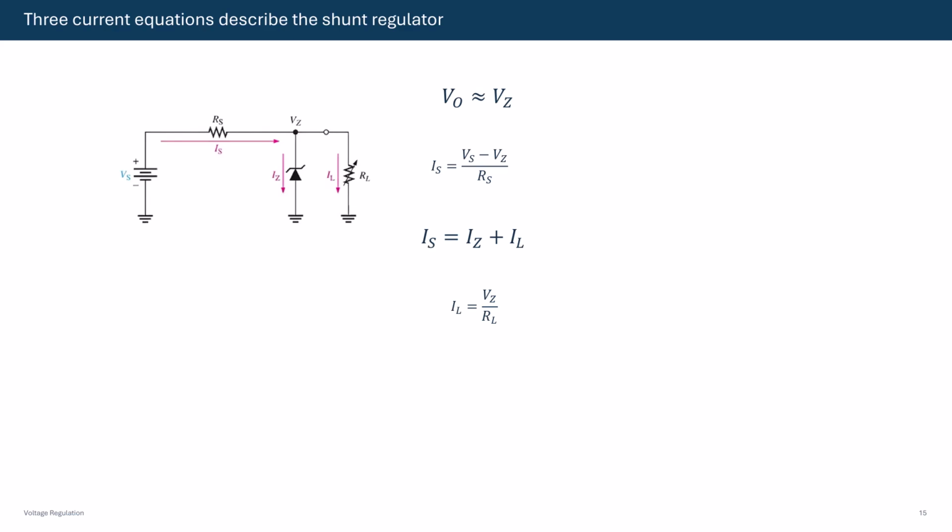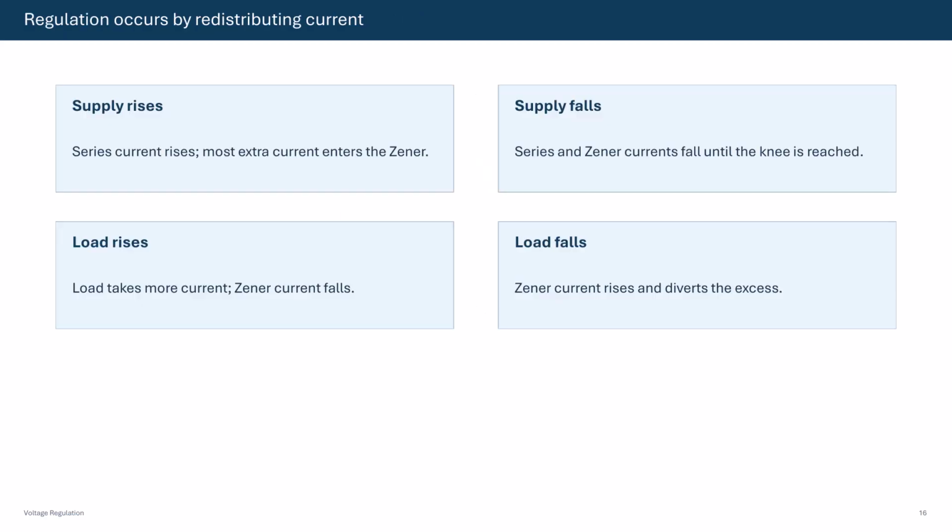Ohm's law gives the series current as Vs minus Vz, divided by Rs. Kirchhoff's current law then gives Is equals Iz plus IL. Finally, the load current is Vz divided by RL. The key regulating action is current redistribution.